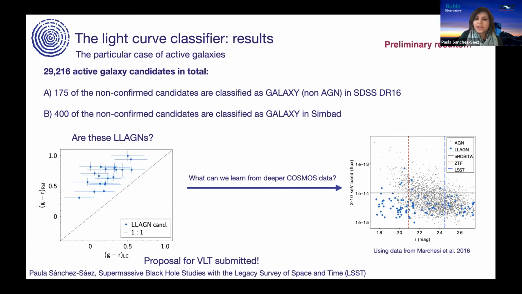So the idea of this project is to create all the machinery needed to find these kinds of sources and get ready once LSST starts its operation, so we can detect all the fainter sources.